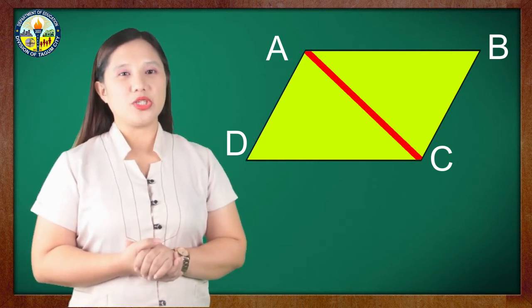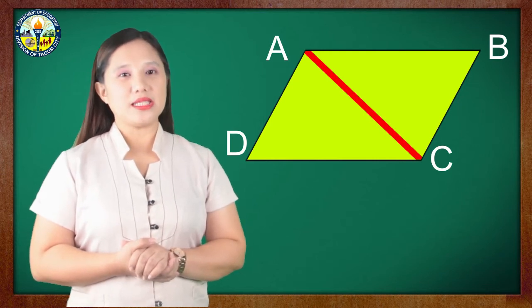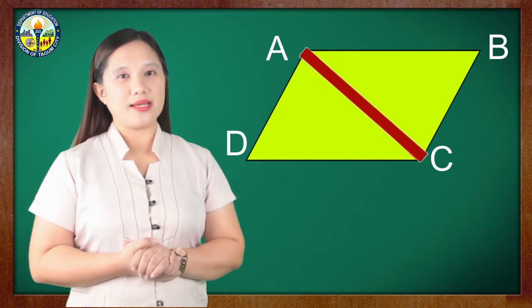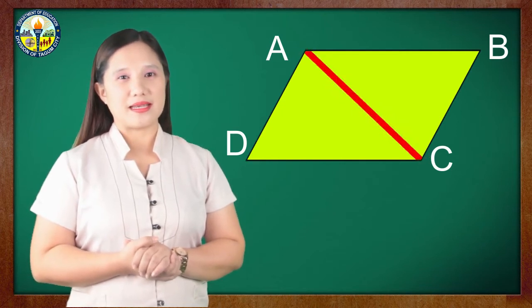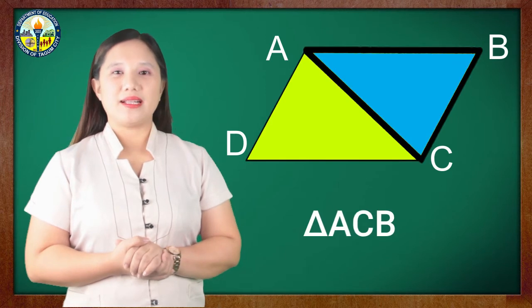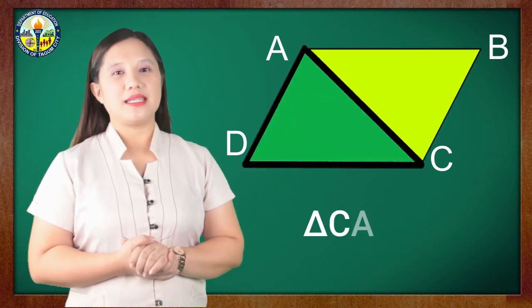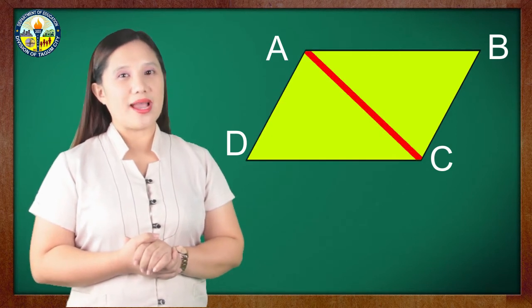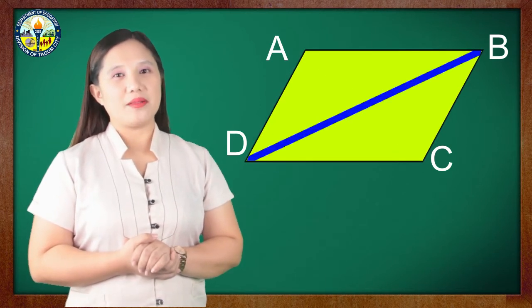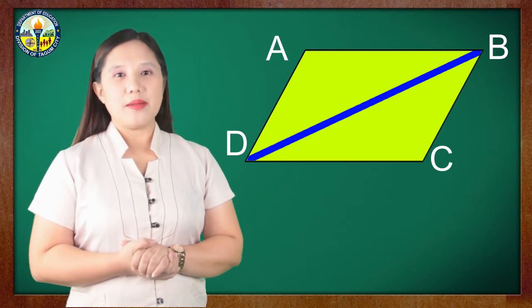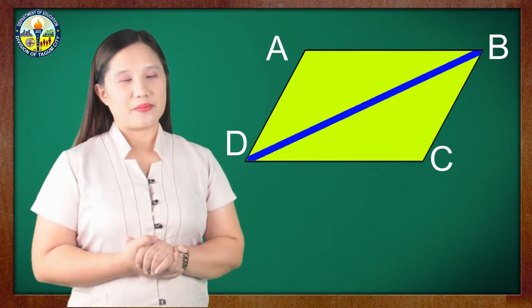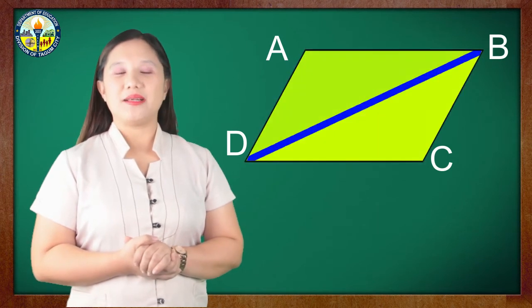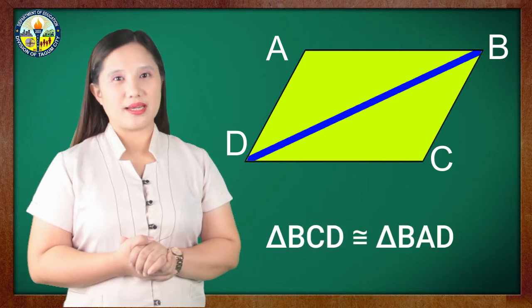In the given illustration, we have line segment AC as our diagonal. Can you name the two congruent triangles? Very good! Triangle ACB and triangle CAD are congruent. How about this one? We have diagonal BD. Can you name the two congruent triangles? You are right. Triangle BCD and triangle BAD are congruent triangles.